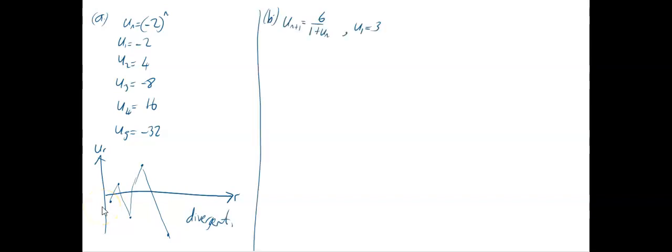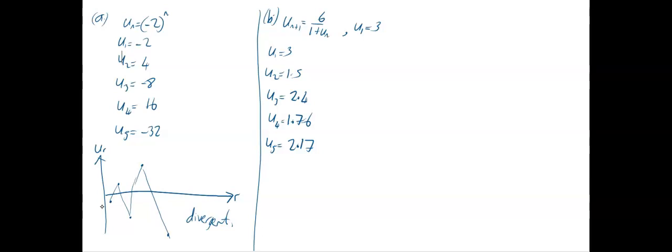Okay, for the next one, for part B, un plus 1 is equal to 6 over 1 plus un, and u1 is equal to 3. So your u1 is equal to 3, we'll just write that down again. u1 equals 3. Your u2, when you put it into this formula, is going to be 1.5. Your u3, again, put it into the formula, you'll get 2.4. And u4 is going to be 1.76. I've got the 2 dps, and u5 is going to be equal to 2.17.